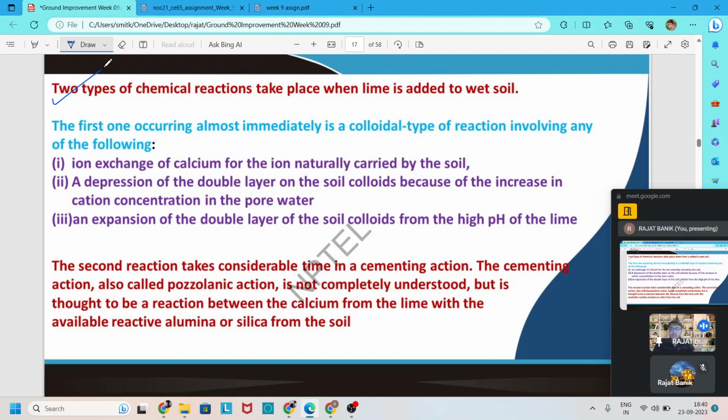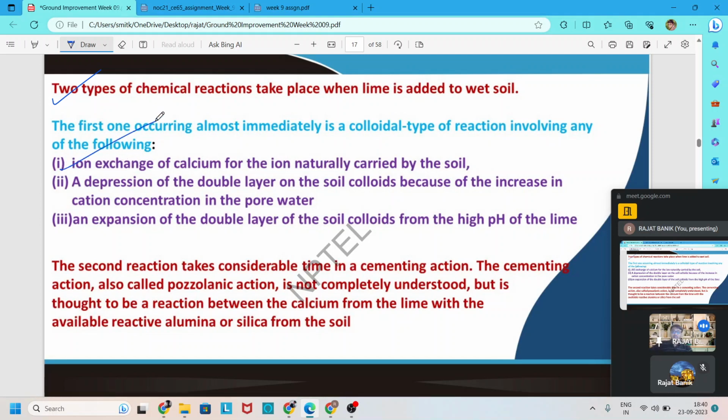First one is ion exchange of calcium for the ions naturally carried by the soil. Second one is a depression of the double layer on the soil colloid because of the increase in cation concentration in the pore water. Third one is an expansion of the double layer of the soil colloids from the high pH of the lime. So in three different ways, the first reaction happens.